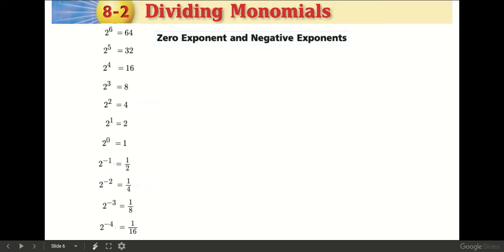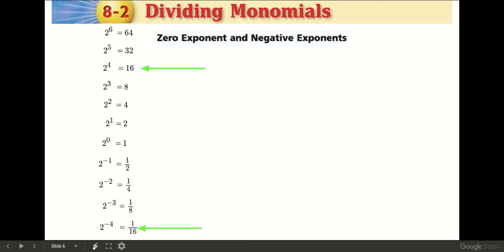Let's look at another one. What about 2 to the first power and 2 to the negative first power? Notice how when the exponent is 1, the answer is 2. When the exponent is negative 1, it's 1/2, right? They are reciprocals of each other. Let's look at another one. What about 2 to the third power and 2 to the negative third power? Again, reciprocals of each other. 8 and 1/8. Let's look at one last one. 2 to the fourth power is 16. 2 to the negative fourth power is 1/16. Again, recognizing that those are just reciprocals of each other.